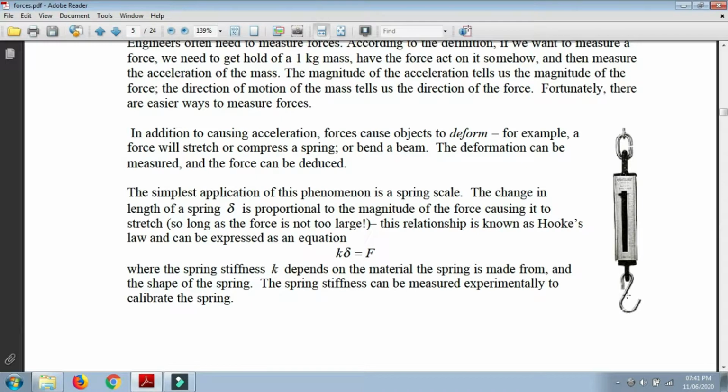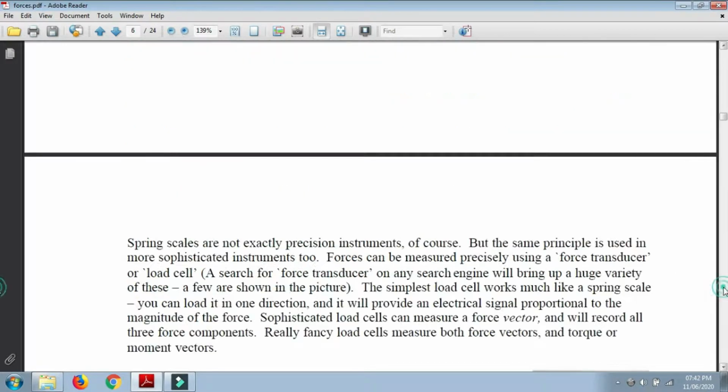How much force is acting downwards will basically deform the spring depending upon the magnitude of the force. The lesser the force, the less deformation in the spring. The higher the magnitude of force, the more deformation in the spring. The spring stiffness K depends upon the material the spring is made from and the shape of the spring. Okay, so it is basically being done by means of a spring balance.